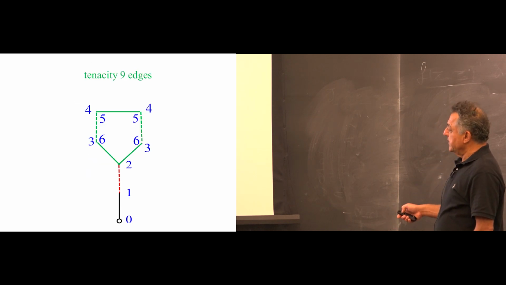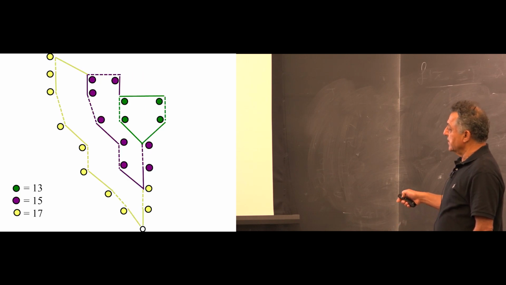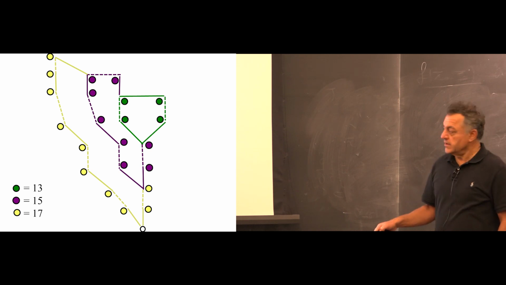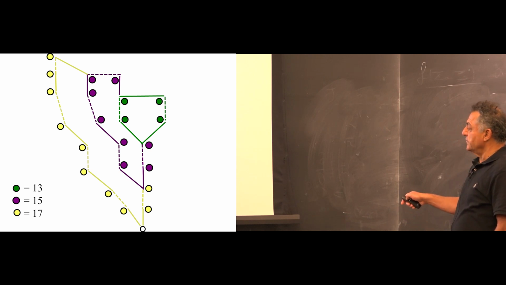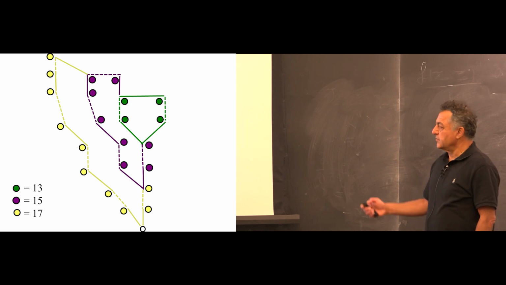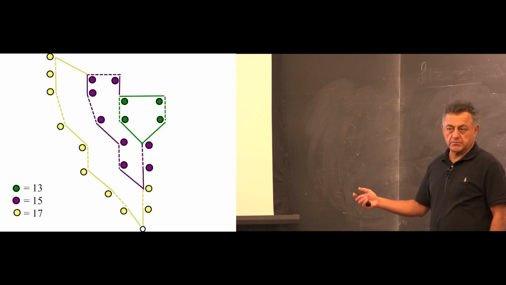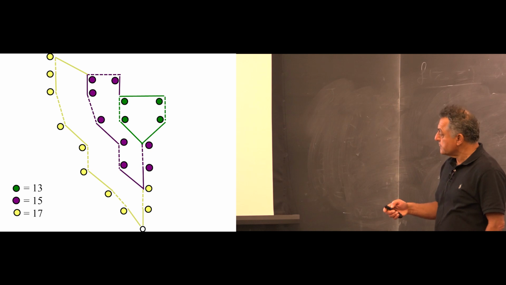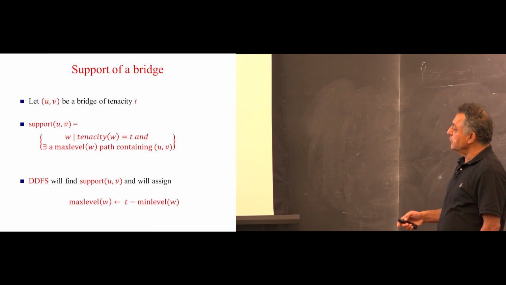So these green edges have tenacity 9, and in this picture, the green edges have tenacity 13, and these purple edges have tenacities of 15, and these yellow edges have tenacity of 17. Okay? This also shows you the nesting of these blossoms. I'll come to a definition of blossoms very soon. Okay, so what's the role of a bridge?